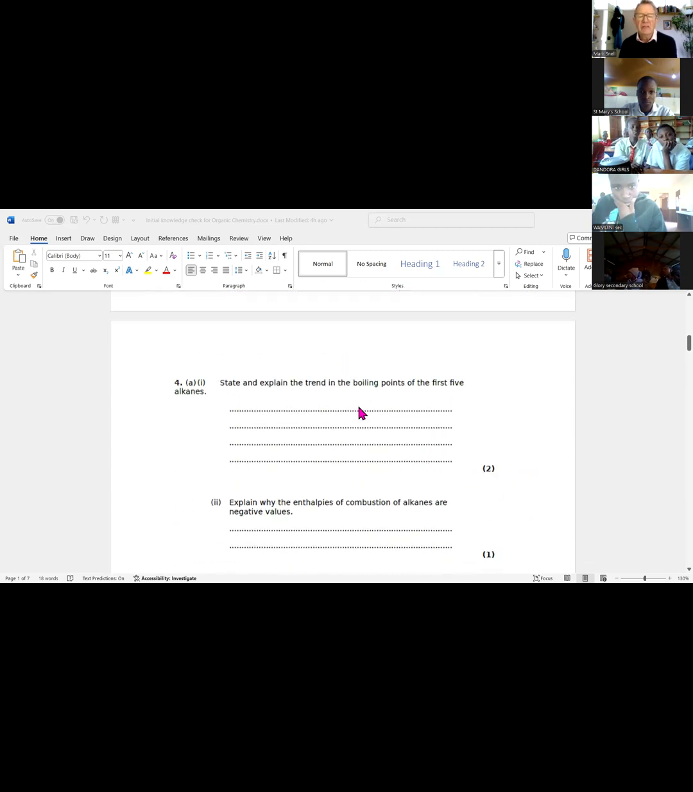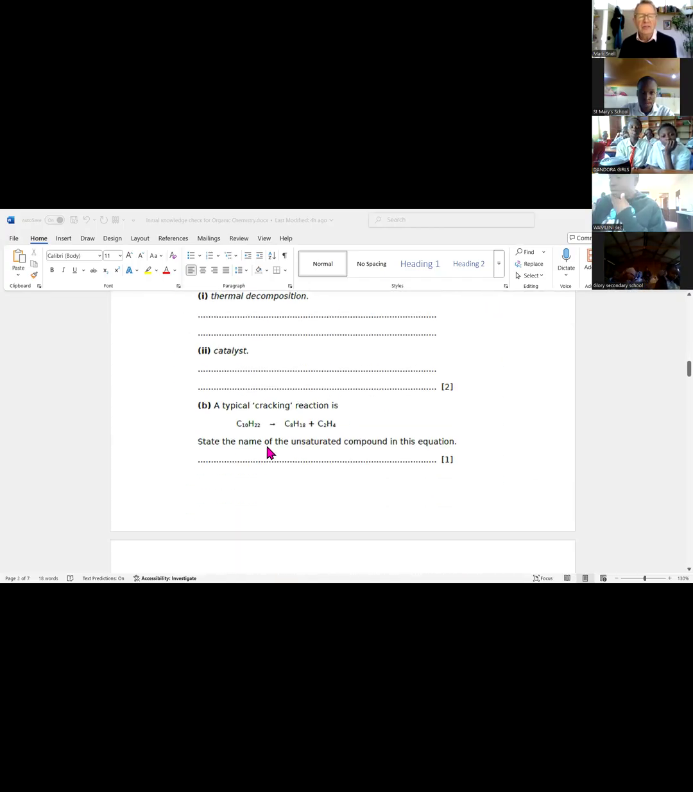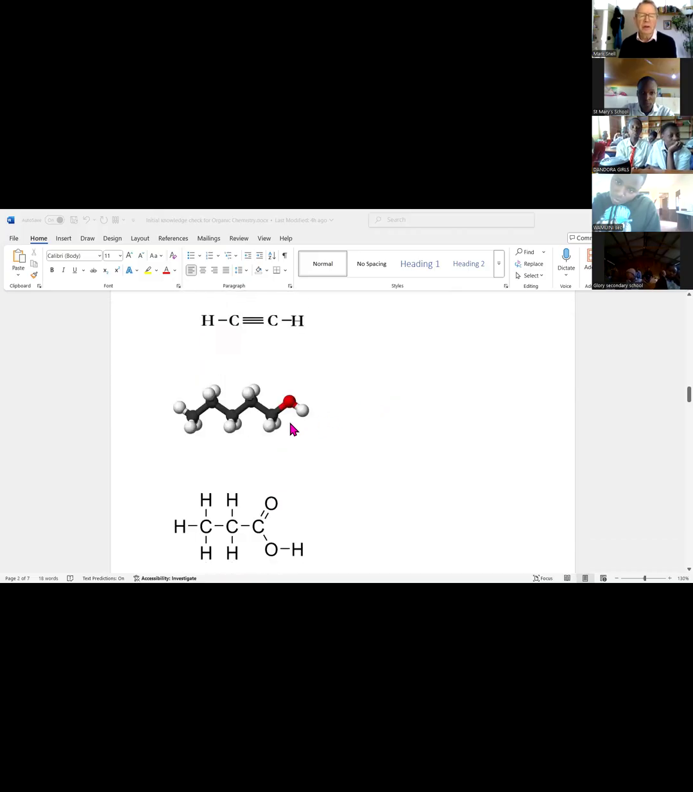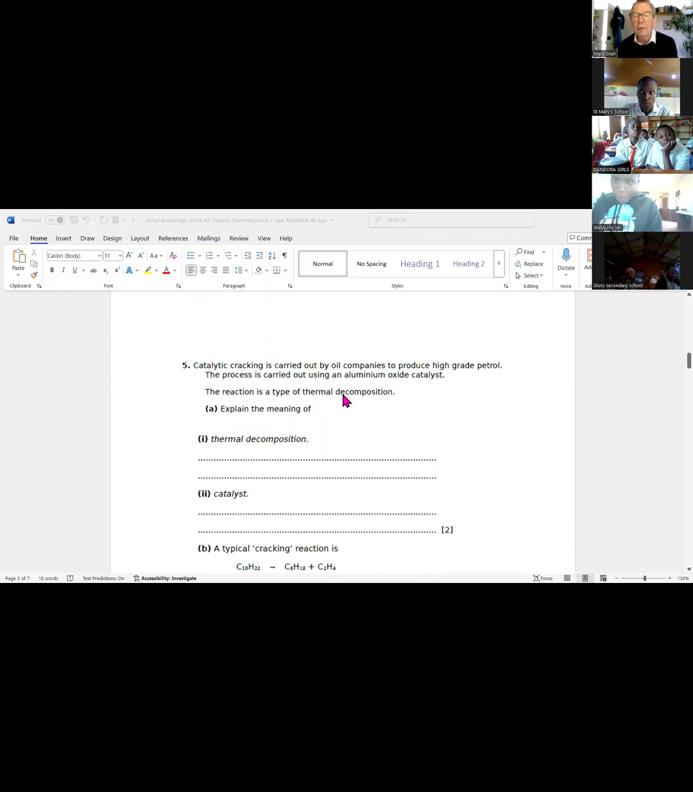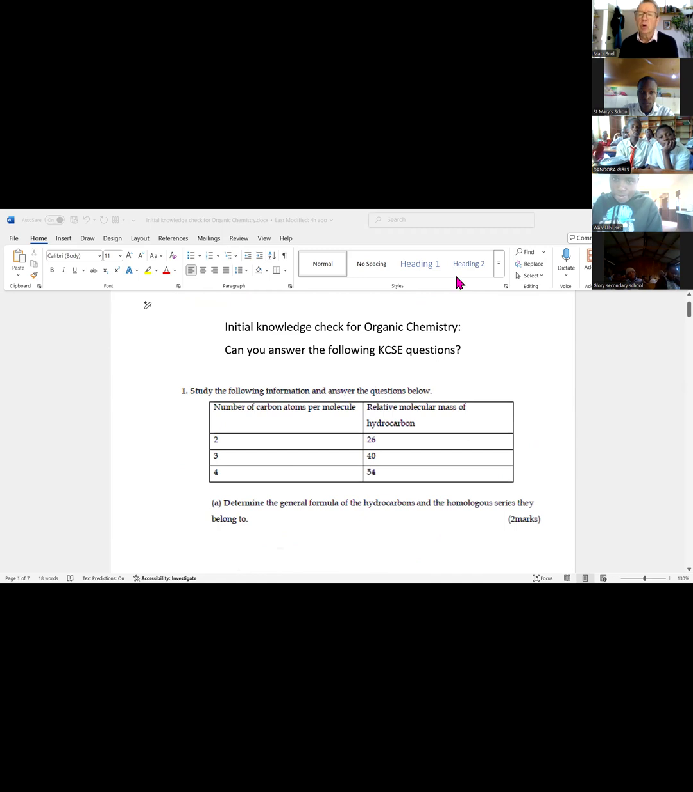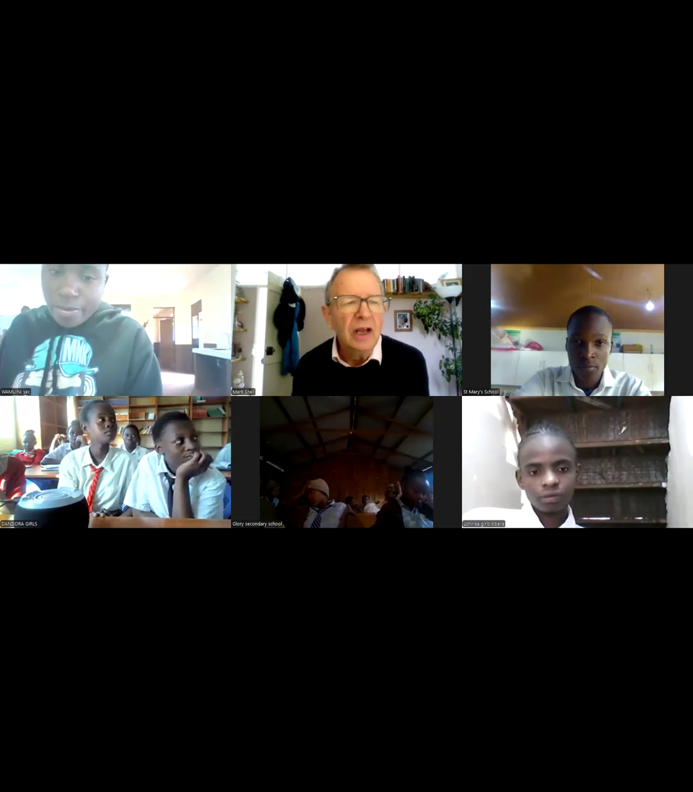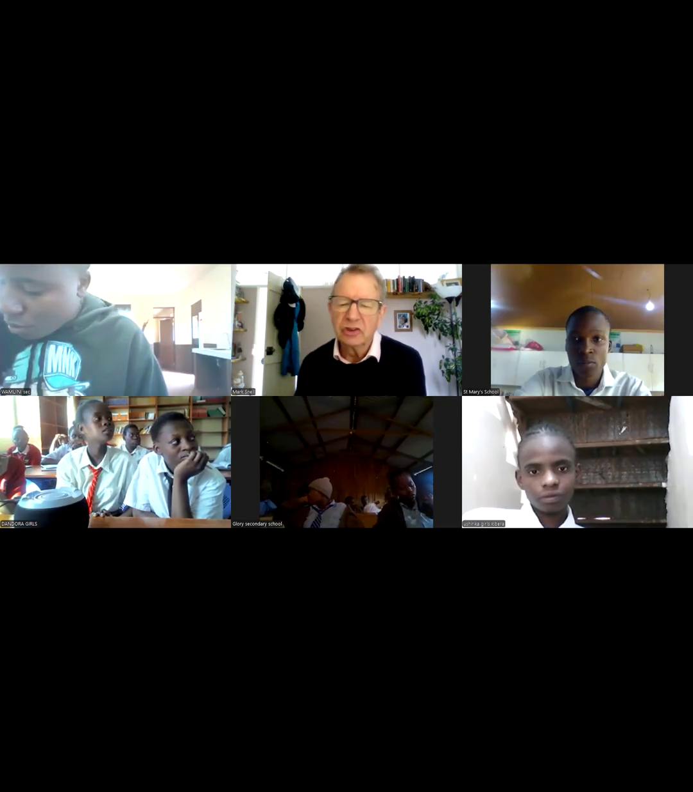Then sometimes they ask you to talk about physical properties. This is about the boiling points of the first 5 alkanes. And sometimes they ask you to write equations. This is cracking. Sometimes they ask you to name a chemical. Name this one, name this one, name this one, and so on. So you have to be confident in naming. They also ask you about isomerism. They ask you how to draw them, and so on. So today we're going to do naming of organic chemicals, and then we're going to do some questions.